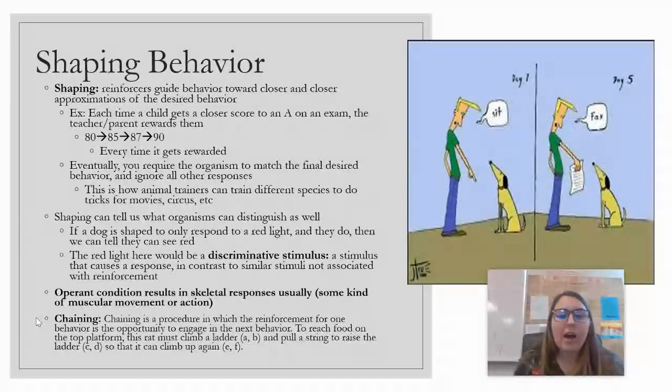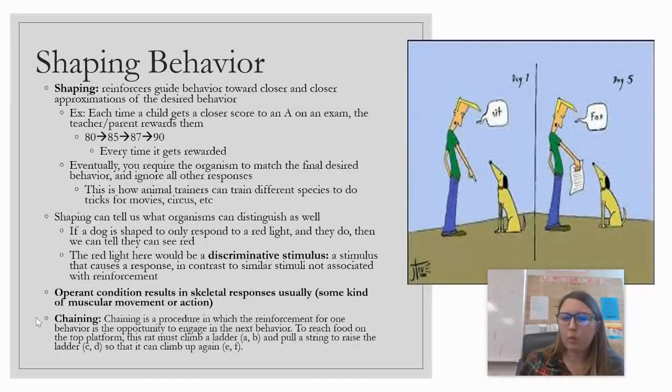Now, operant conditioning is different than classical conditioning because operant conditioning results usually in some type of skeletal response, so some kind of muscular movement or action. Whereas classical conditioning results in a visceral response, some kind of response from within the body.